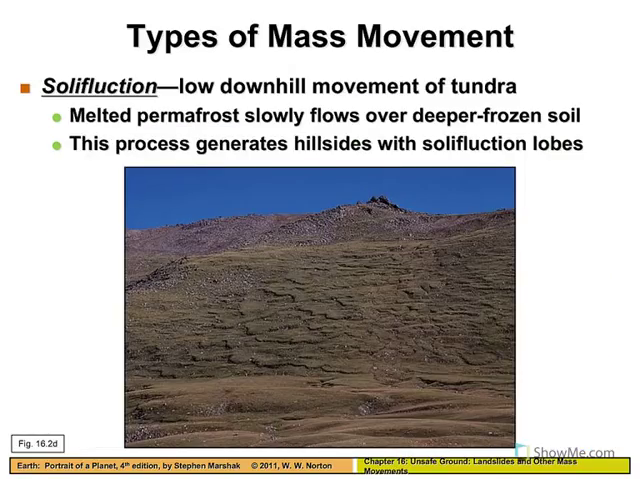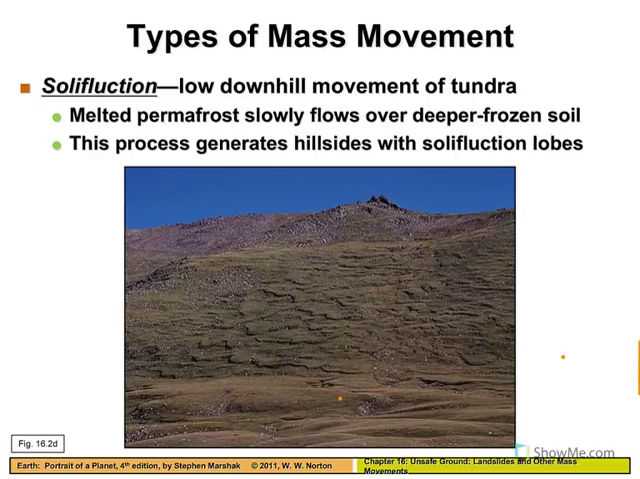The next one's just a little bit faster, and this is soil deflection. Soil deflection is where we get this very slow downhill movement of material. So this is the downhill movement of material. But what makes this a little bit different than what we saw with creep is that this happens in areas of tundra. And with the tundra, we have to have ground that is permanently frozen.